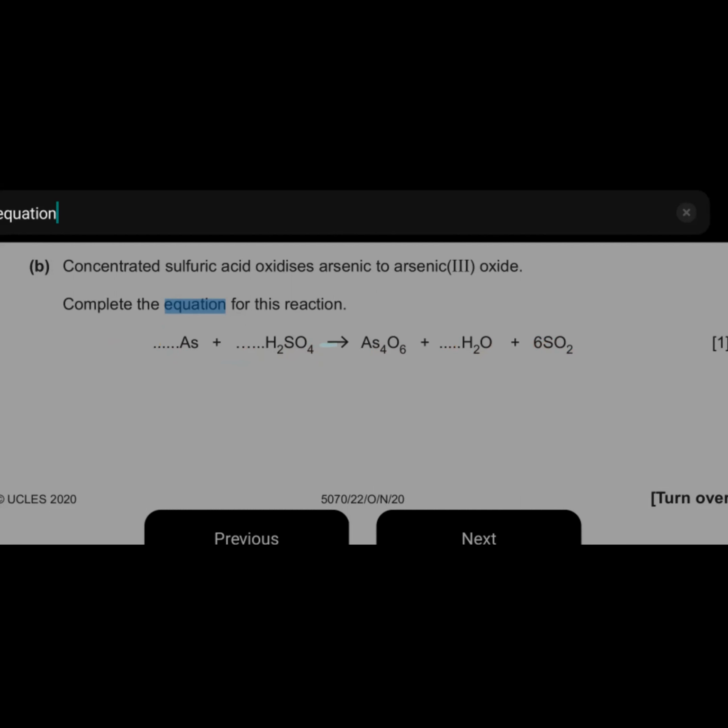Okay, that was a little bit tough, not a big kind of balancing, no? So that's why they have given it 1 mark. Okay, so the next one.